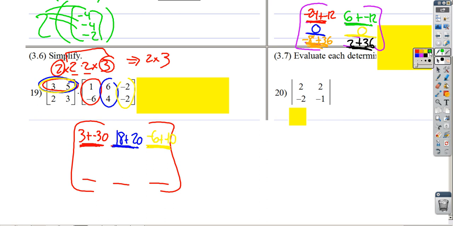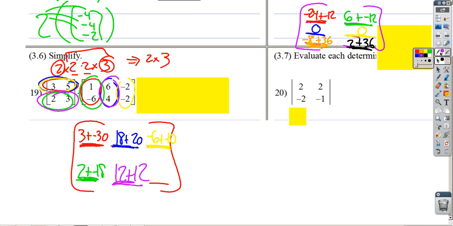And now we're going to the second row. So second row, first column. Here's the second row, here's the first column. 2 times 1 is 2. 3 times negative 6 is negative 18. After this, we have the second row, second column. So here's the second row, here's the second column. 2 times 6 is 12, and 3 times 4 is also 12.